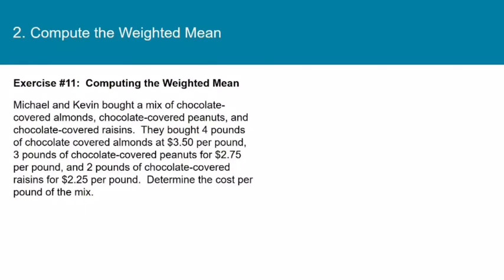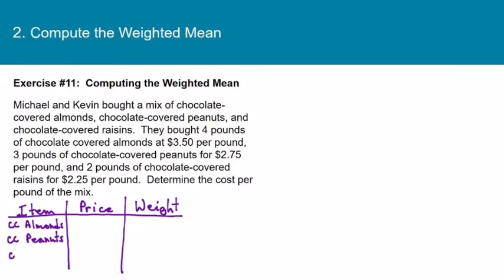Okay, so what we want to do is first make a little list. I've written down here chocolate-covered almonds, peanuts, and raisins. And then let's go ahead and write down the price of each item and the weight. For the almonds, they bought 4 pounds at $3.50 a piece. For the peanuts, they bought 3 pounds at $2.75 a piece. And for the raisins, they bought 2 pounds at $2.25 a piece.